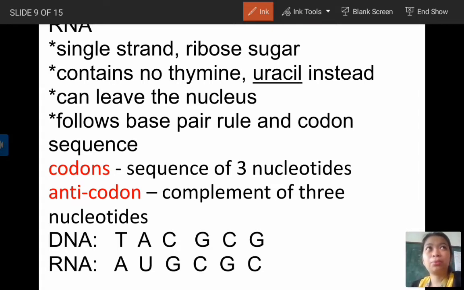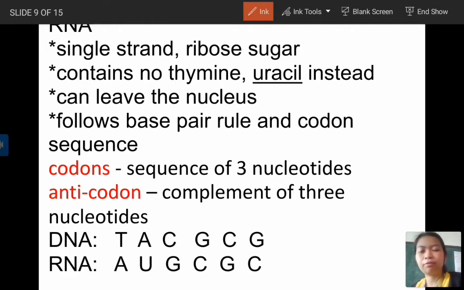So, the difference between the DNA and RNA is that DNA, nandun lang siya sa loob ng nucleus, while the RNA can leave the nucleus because the RNA produces amino acids which is needed by the ribosomes. Okay, so it follows base pair rule and codon sequence. So what is a codon? A codon is a sequence of 3 nucleotides. And it has a complementary, yung anticodon. So the complement of 3 nucleotides.